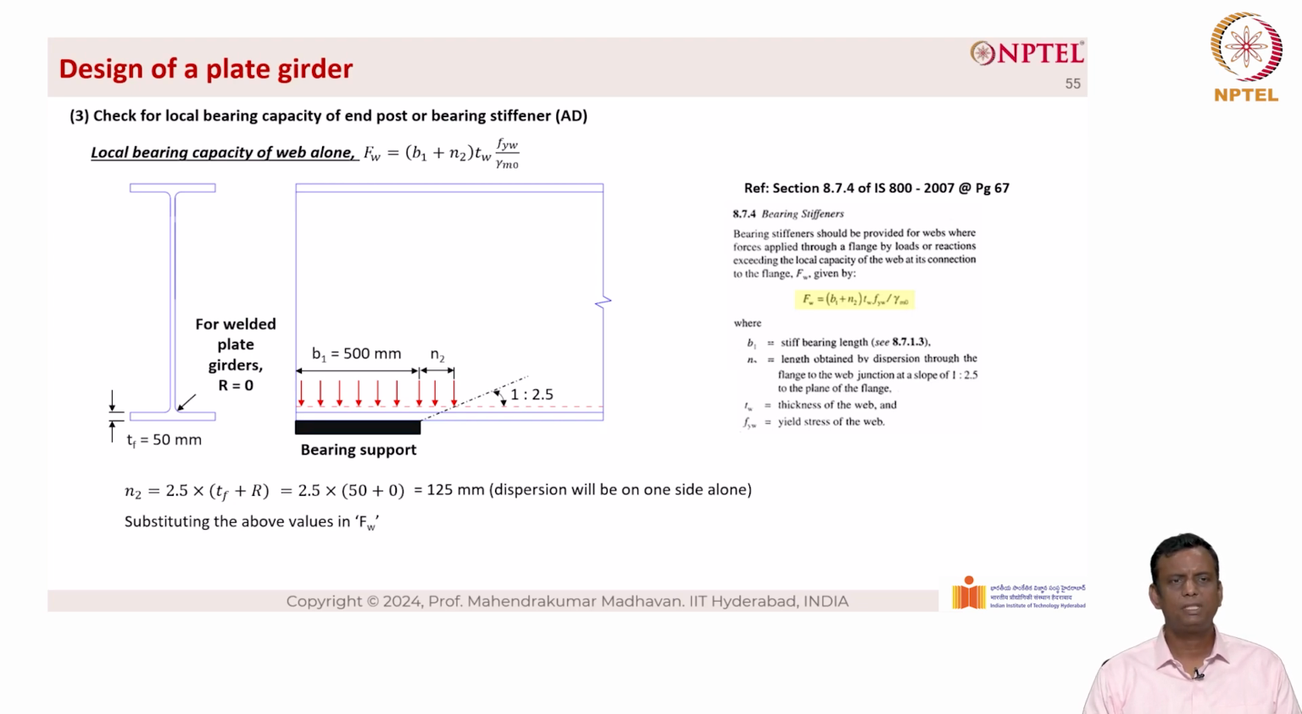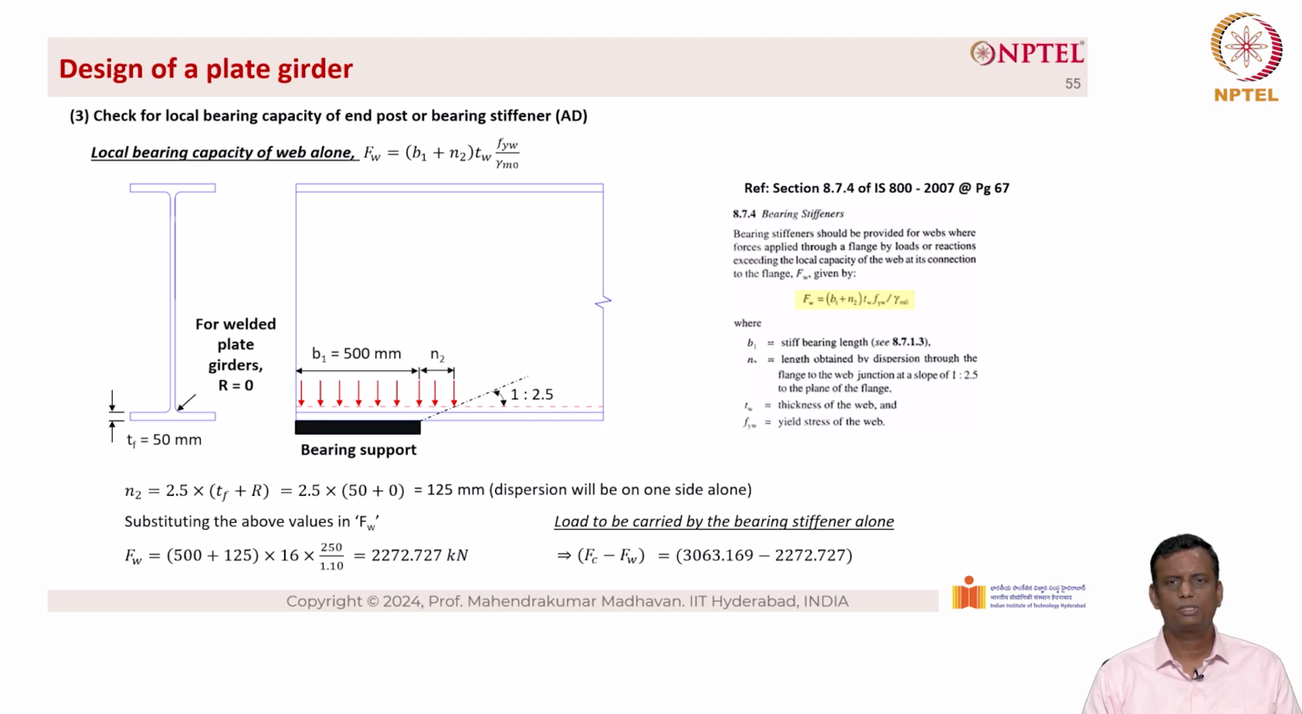So substituting the above values in F sub W, we have F sub W equal to 500 plus 125 into 16 into 250 divided by 1.1. The value is 2272.727 kilonewton. The load to be carried by the bearing stiffener alone is FC minus FW. FC is given as 3063 and FW is 2272. So the value is 790.44 kilonewton.